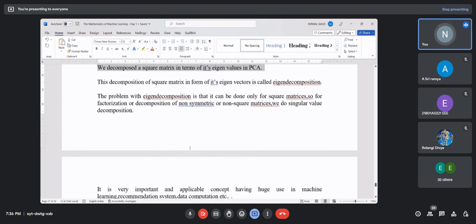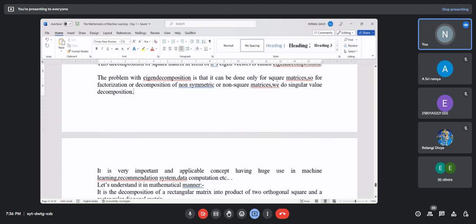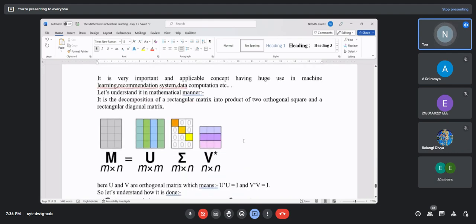Now, there is some problem with PCA. The problem with eigen decomposition is that it can be done only for square matrices. Whatever PCA technique I applied is only for square matrices. For factorization or decomposition of non-symmetric and non-square matrices, we do singular value decomposition, SVD. This is the approach I need to apply. So how am I going to do this? Let us understand: it is a decomposition of a rectangular matrix.